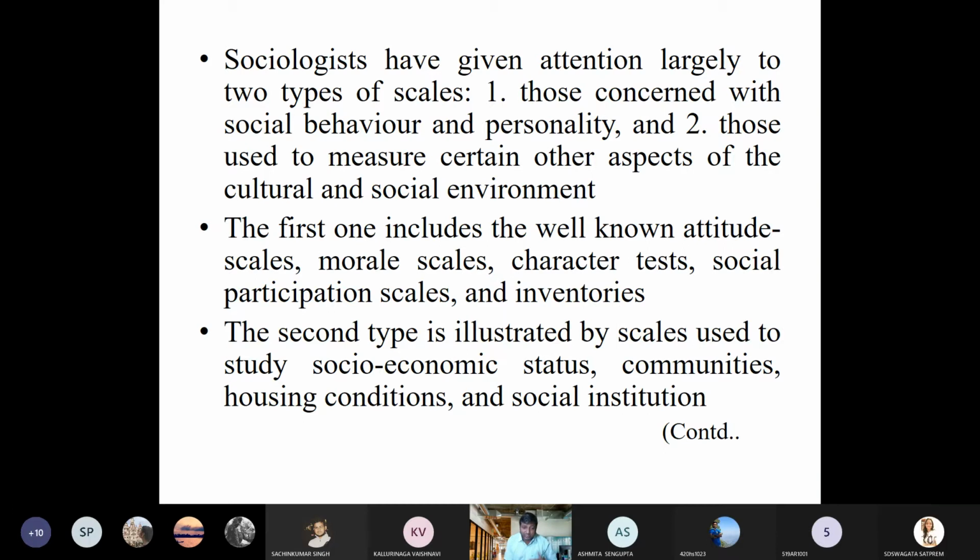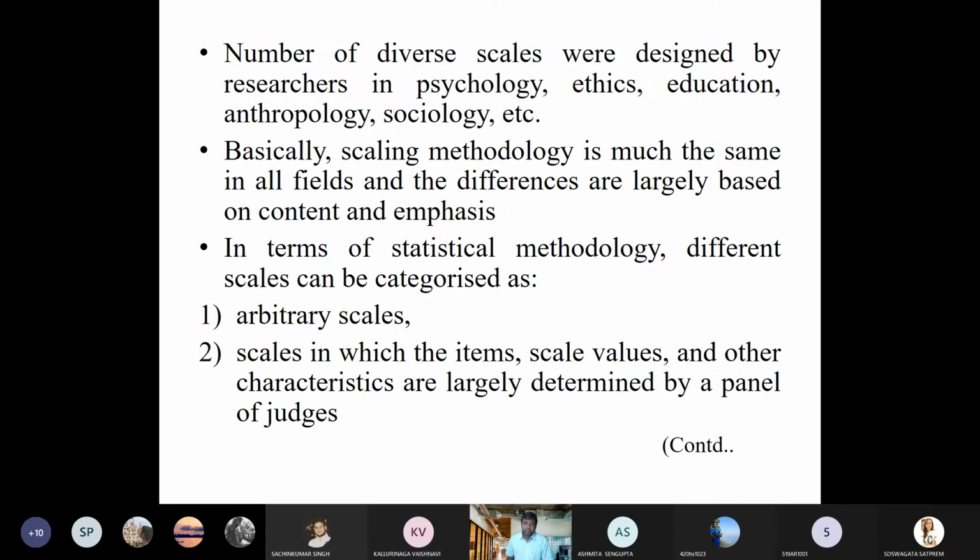And suppose attitude scale: what exactly the people's attitude, people's perception scale, people's opinion scale. All these things come. The second type is illustrated by scales used to study the socio-economic status of communities, housing conditions, the social institution, all these things we also do. A number of diverse scales were designed by researchers in psychology, ethics, education, anthropology, sociology. Different people are using different diversified scales. Basically, scaling methodology is much the same in all fields, and the differences are largely based on content and emphasis.